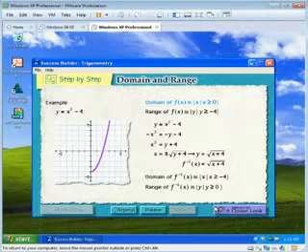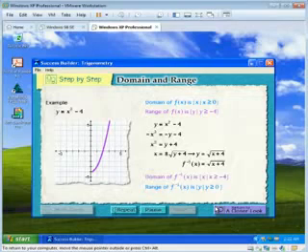Notice how the domain of the original function is the range of the inverse function, and the range of the original function is the domain of the inverse function. Even though this example illustrates only one type of function, the processes and results are similar for all types of functions and their corresponding inverse functions.